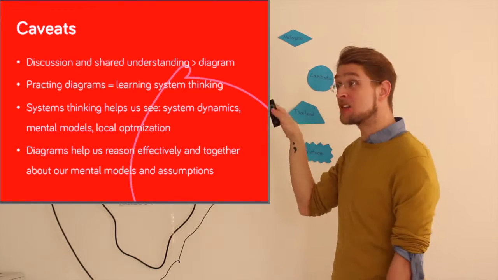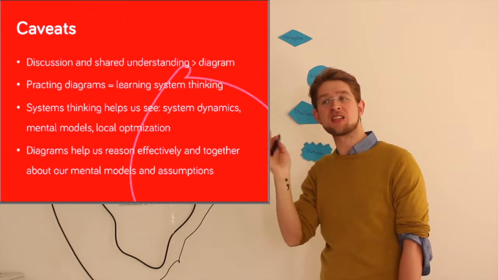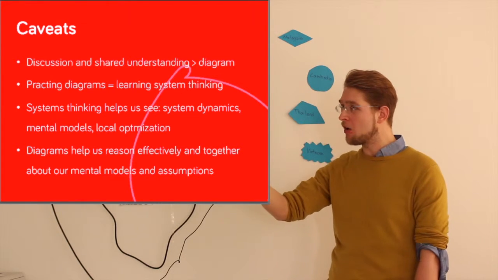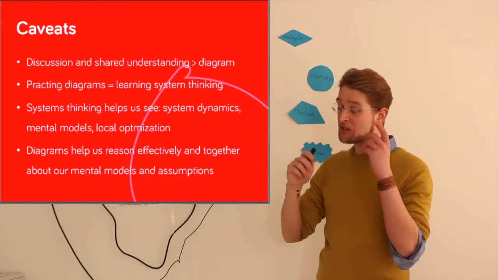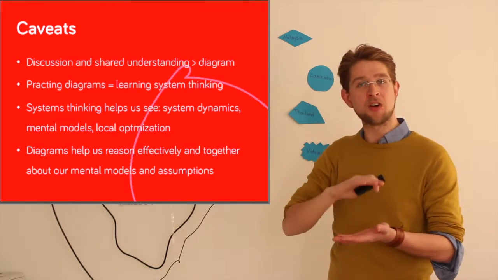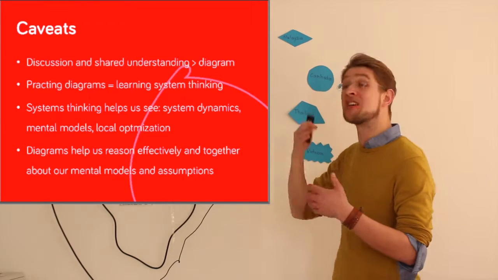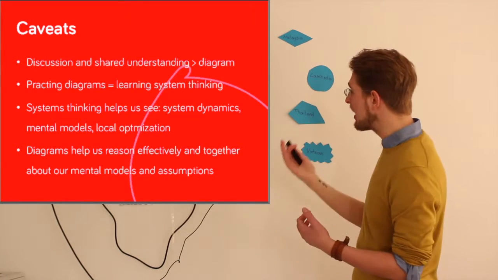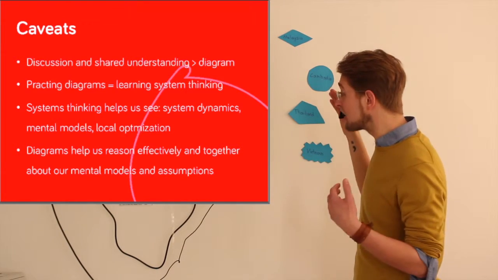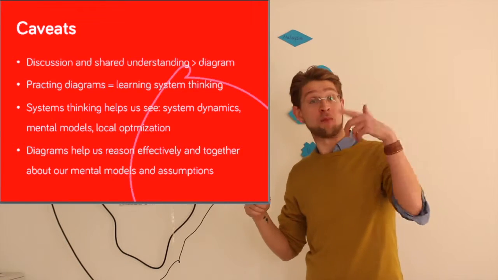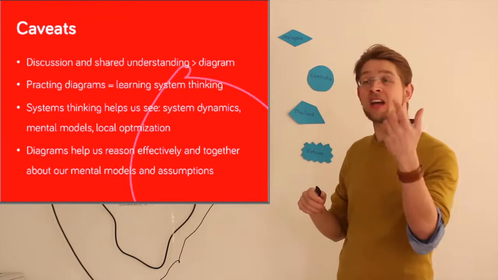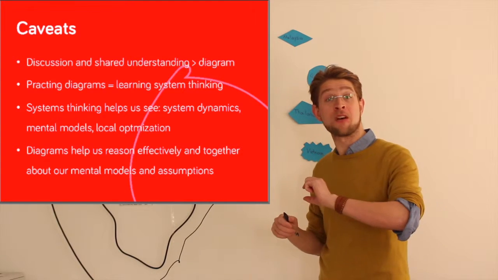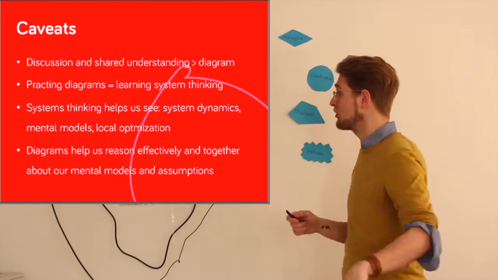But also by practicing drawing the diagrams and talking about them, we're practicing systems thinking. We're starting to move our thinking from just seeing the stuff that's in front of us to understanding that there are dynamics in play, and understanding how we can influence those dynamics. So we get to see the dynamics, we get to expose our mental models of what's going on in the world, and we get to expose the phenomenon of local optimization, where we should be looking for global optimization.